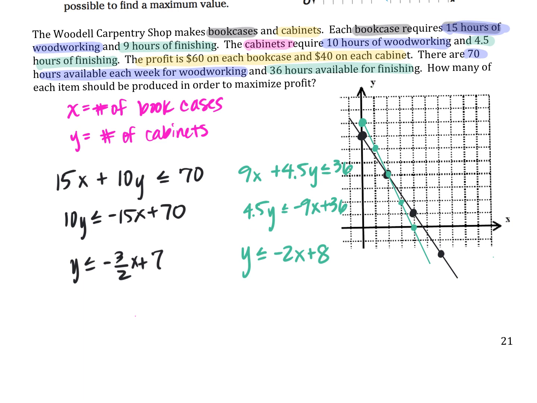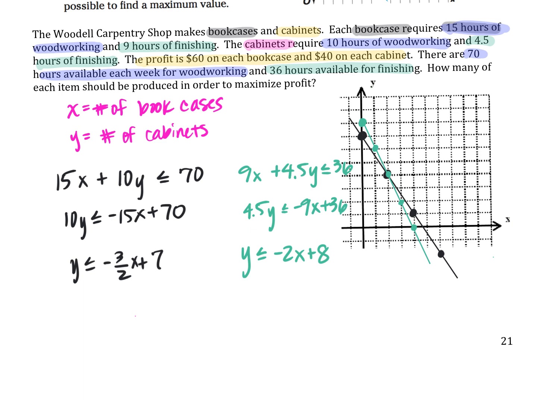Now, before we shade, let's talk about our shading. What were both of these inequalities? Less than. They're both less than. So would I shade for both of them in region 1 or in region 2 for less? Region 1. They're both going to be region 1, correct? I need to shade in region 1 for both of them.